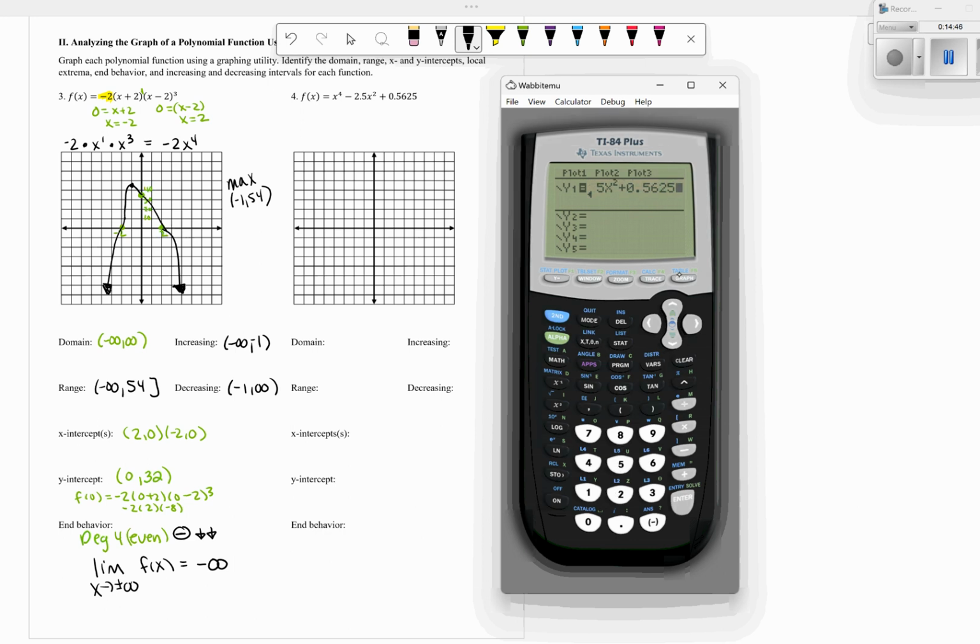And I'm going to go ahead and hit zoom 6 for standard window. Standard windows, remember, just graph from -10 to 10 for x and for y, because we don't always need such a large window. In our last window we had changed, so I put it back on our standard window.